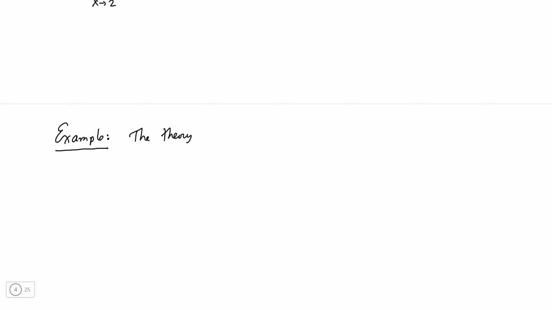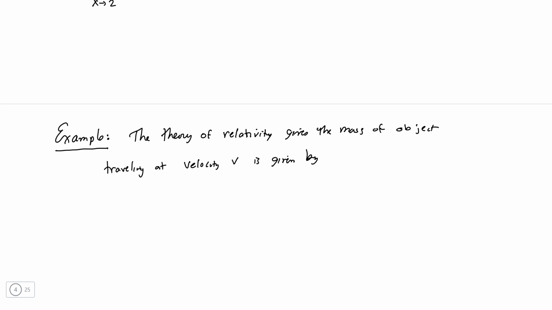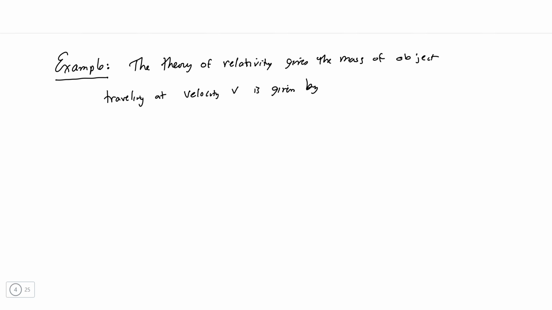So let's consider the theory of relativity in physics. It says the mass of an object traveling at velocity v is given by, so this is one of the big results of this theory, is that the mass changes with the velocity. So you have to be going very, very fast to notice this, but it does make a difference.